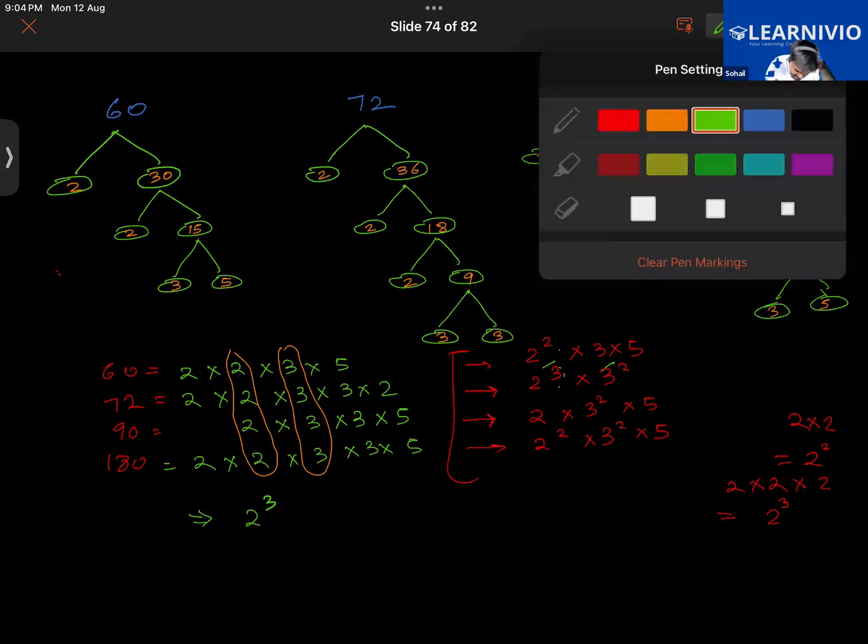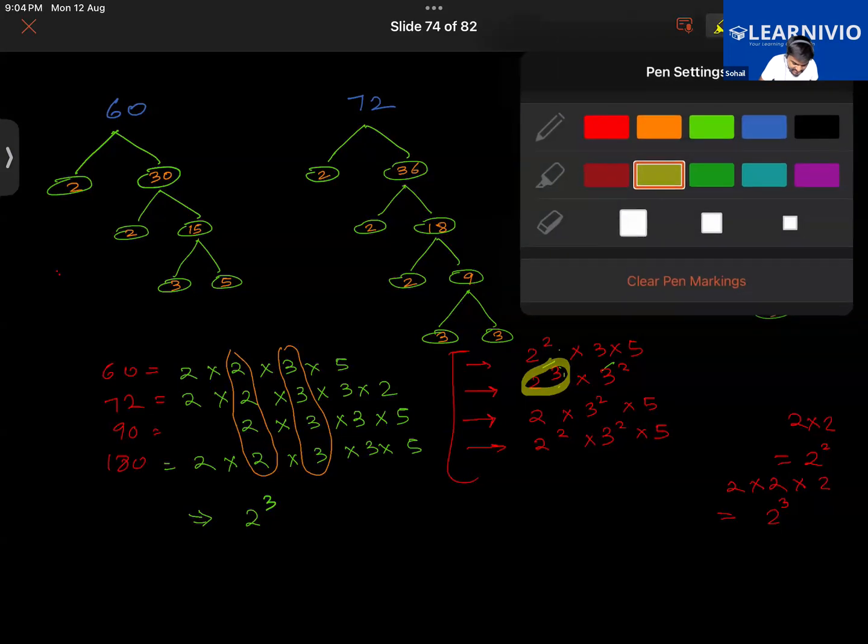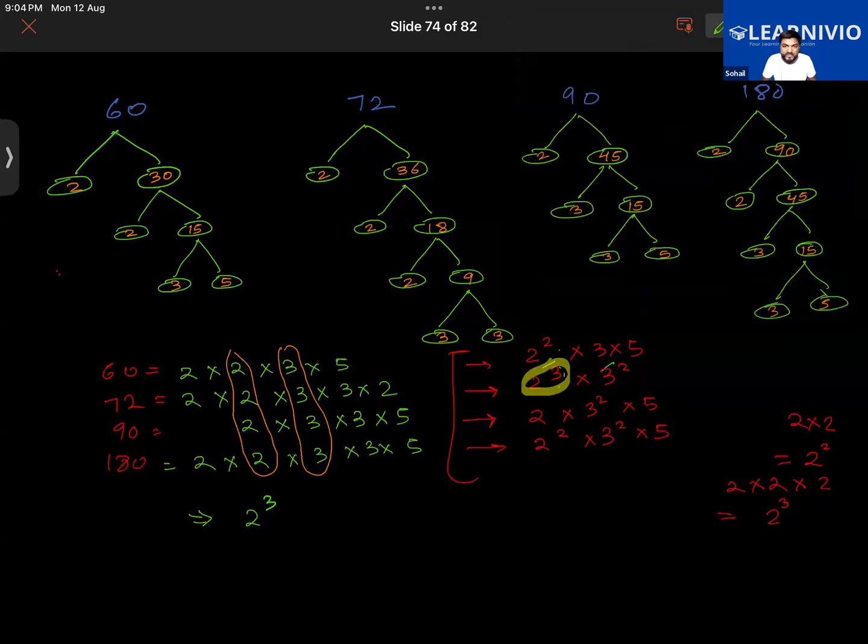I have selectively taken out this 2 cube because it has the highest power, because it is being repeated the maximum number of times. Is this thing clear to both of you? Yes. Okay. Now, after 2, the next number we have is 3.